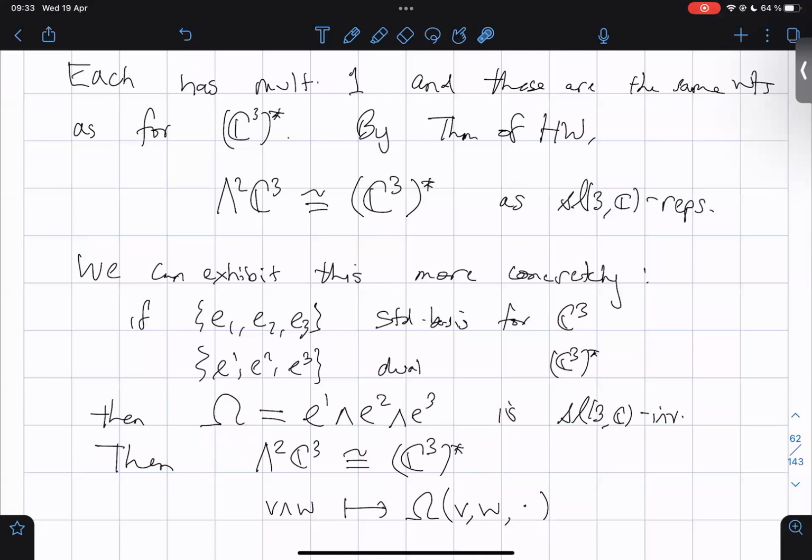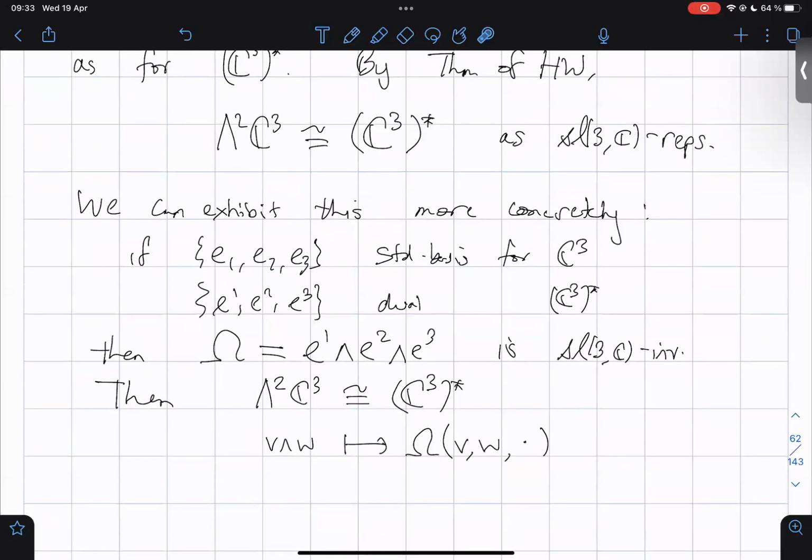So this is a natural map defined by an invariant tensor. Therefore, this is going to be an intertwiner. You can check that. So that is an intertwiner. Okay, so exercise. Questions?